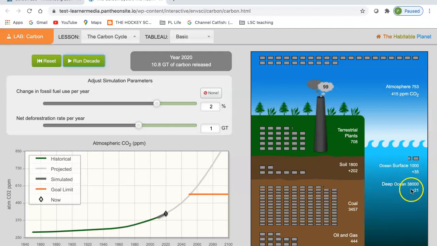And for deep ocean, if you add them up, it's 38 and 21. And if we look at these numbers, there's no other numbers to add. So those are cool, okay? And for this soil, there is an increase. So you have to add the two numbers together.